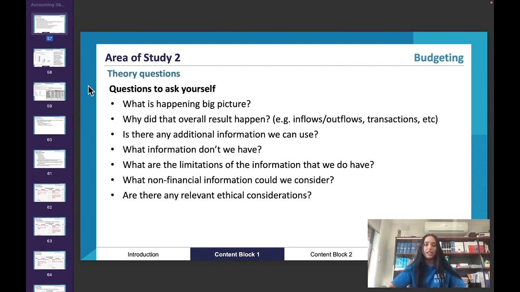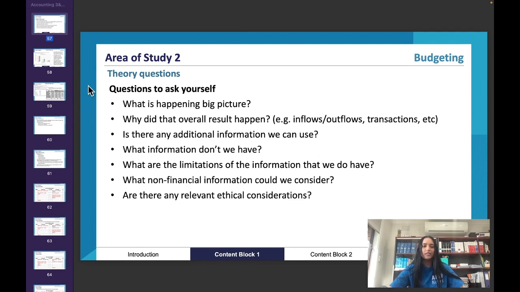What are the limitations of the information? For example, with financial indicators, each indicator has its own limitations. It has its strengths, but it also has limitations, and you need to really, really know that. Non-financial information we can consider, so like I was saying before, Christmas time would be non-financial information. It could also be customer satisfaction, customer service, any of that.